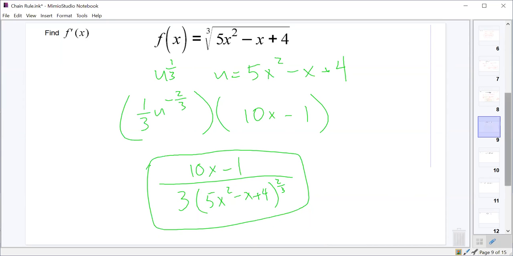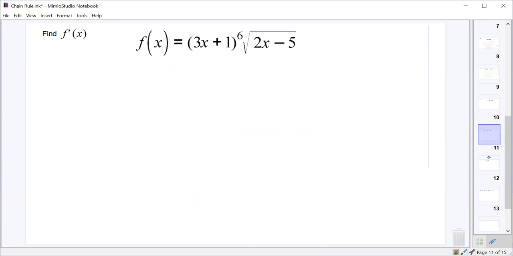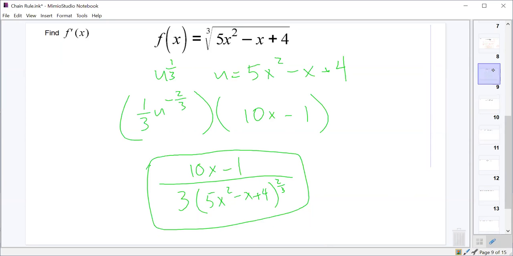Good. All right, I think we'll stop right there. That'll be good for today. The next one's going to take a little bit too long to get all simplified down. That's the basics of the chain rule. Any questions on that?